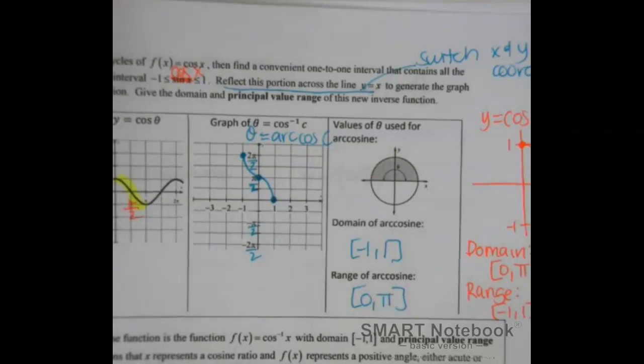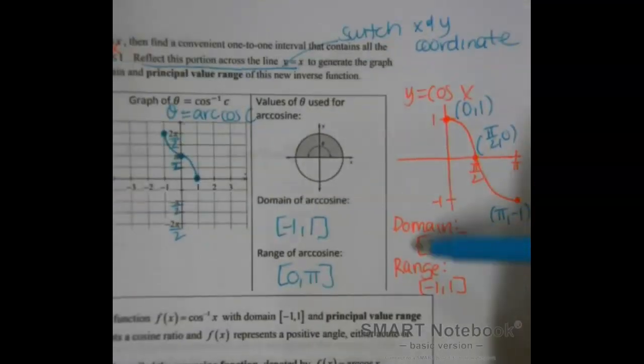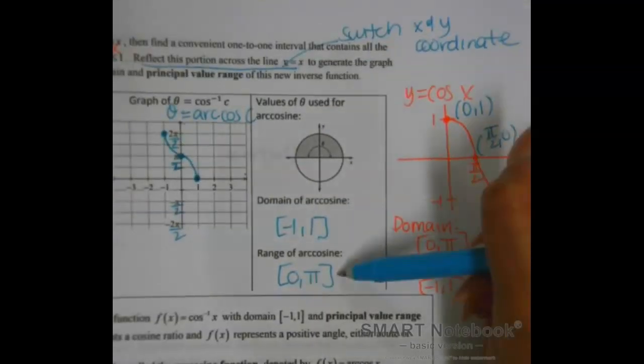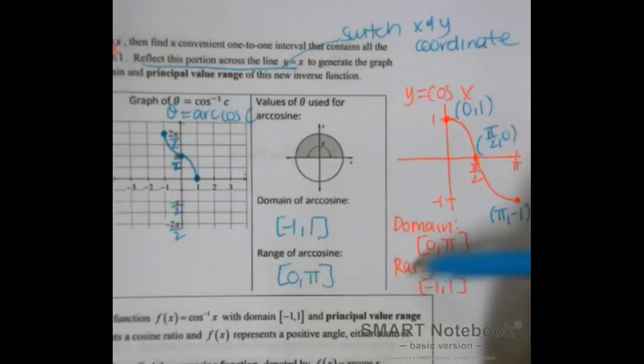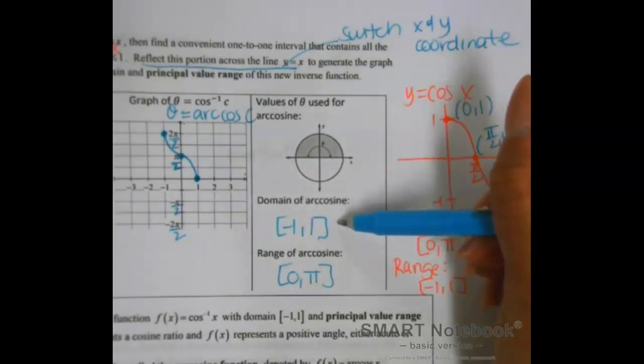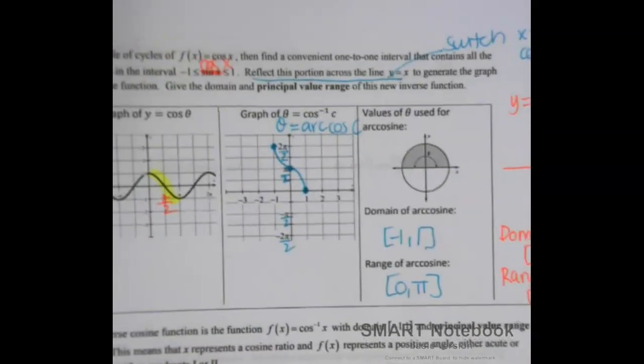So that's your range. Just like you saw with arc sine, it's going to be doing the exact same thing. Your domain in the original function is now going to be the range for the arc cosine or the inverse cosine. And the range for the original function is going to turn into the domain. So that's why you're switching the x and y.